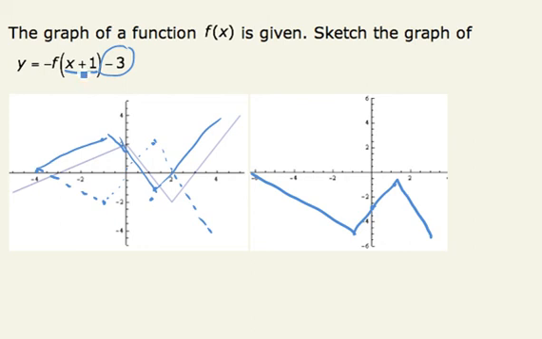Again, the 3 stages. This gives us a left shift 1 unit. This sign flips the graph upside down. This -3 is a vertical drop of 3 units. We can label these points. -1, -5, and this point is 1, -1. Those are the sharp points.